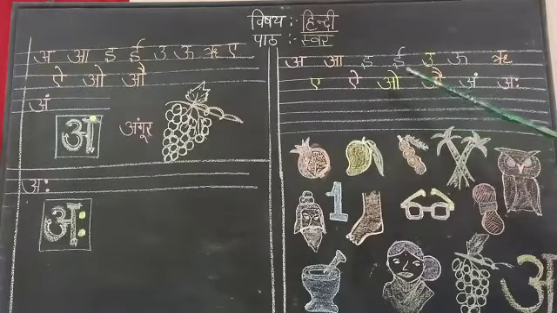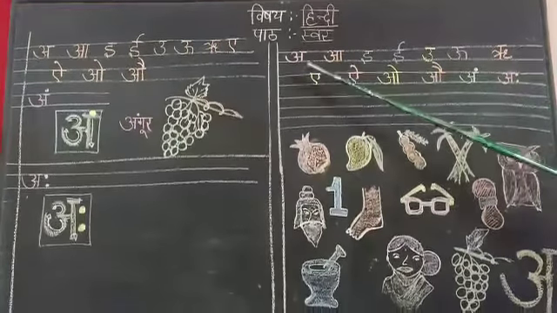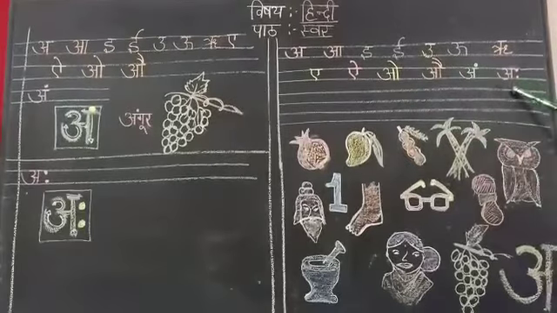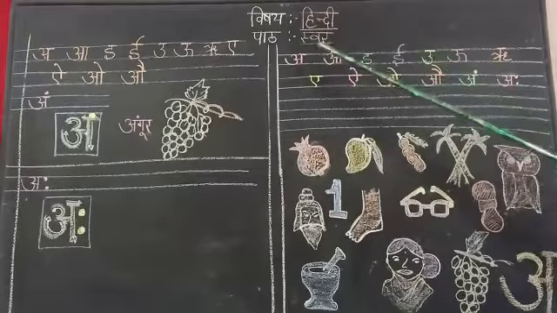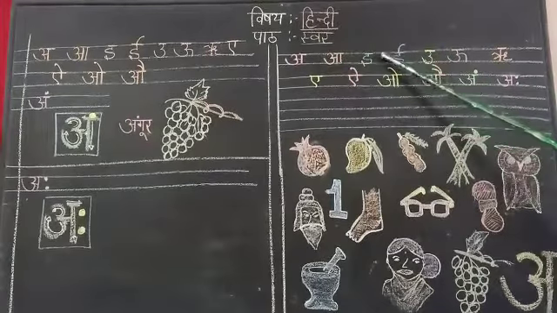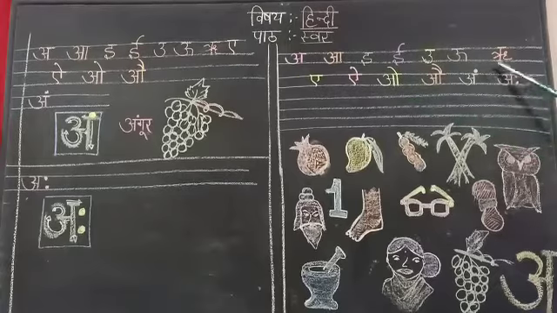A, I, O, Au, Aha. You have to practice this A to Aha in this way. While you are writing the letters, you have to leave one finger gap after each letter.